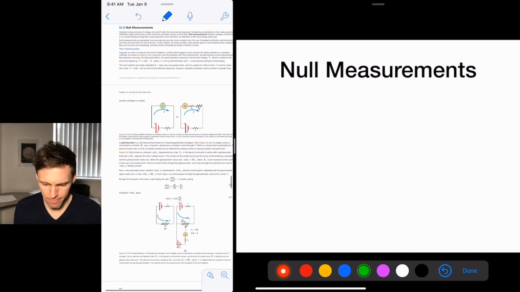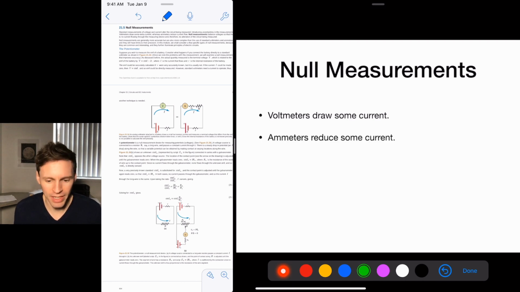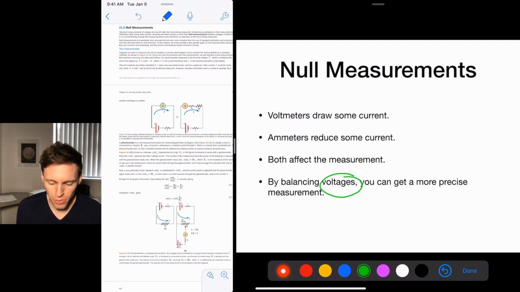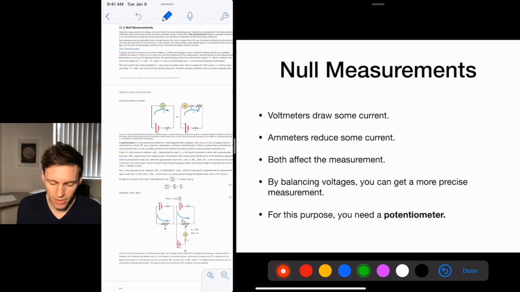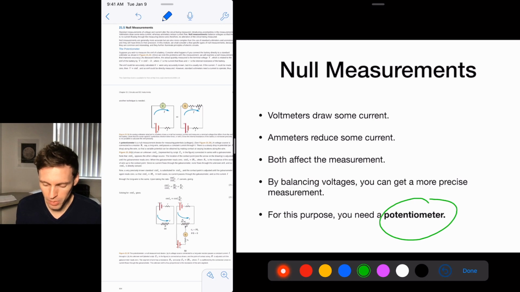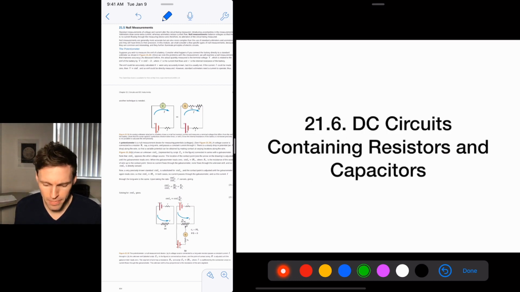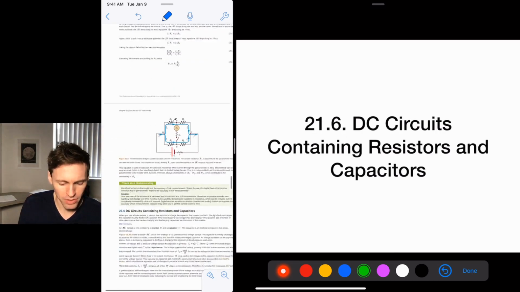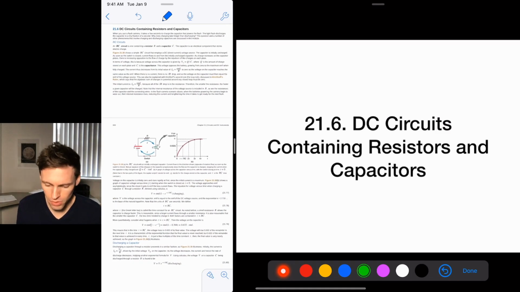Null measurements: when you try to measure voltage, you actually draw some current, so it affects what you're measuring. If you want a really good, precise measurement, what you want to do is balance the voltages in a circuit. So you introduce another voltage into the circuit in order to bring it down to 0. And the whole reason we talk about this in this section is to introduce the thing called a potentiometer, which is a resistor that you can adjust. It's a variable resistor. It slides. And you can get different amounts of it. So we don't care too much about that, but that's just something to be aware of if you ever get in a lab.